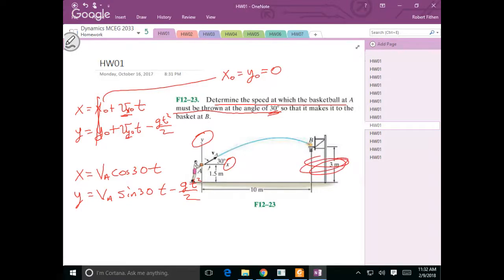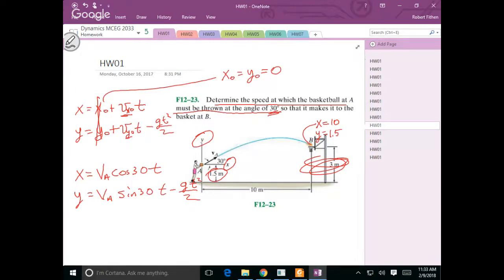So now I can sort of poke around at it. And if I'm looking at point B, I get X is equal to 10, Y is equal to, looks like he came up that and came up, so I think it's another 1.5 meters.